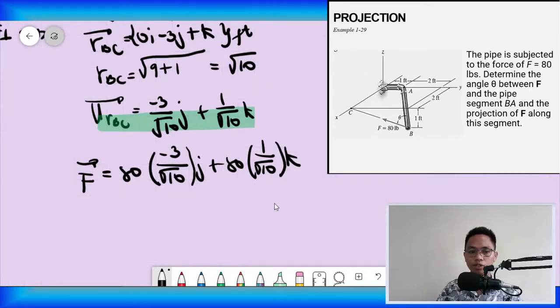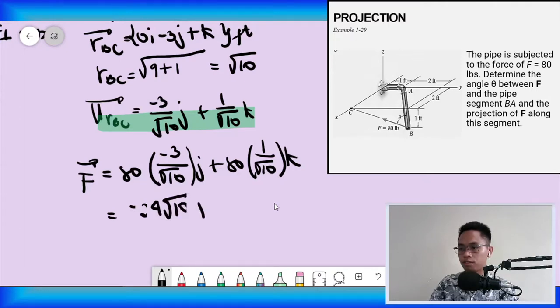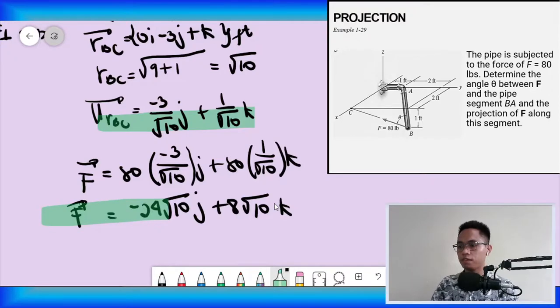So therefore, how much is this? 80 times 3 over square root of 10. That's negative 24 square root of 10 j. Then positive 8 square root of 10 k. And that is our F. That is our F in Cartesian vector form.